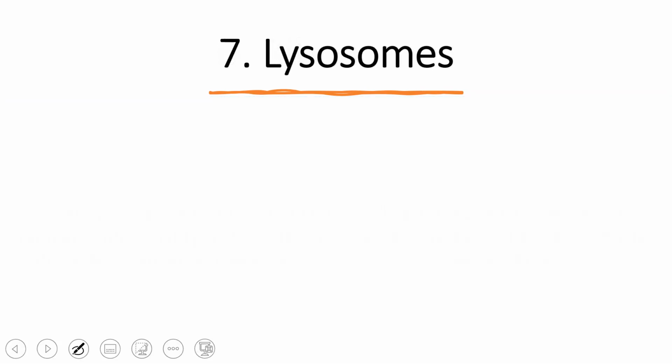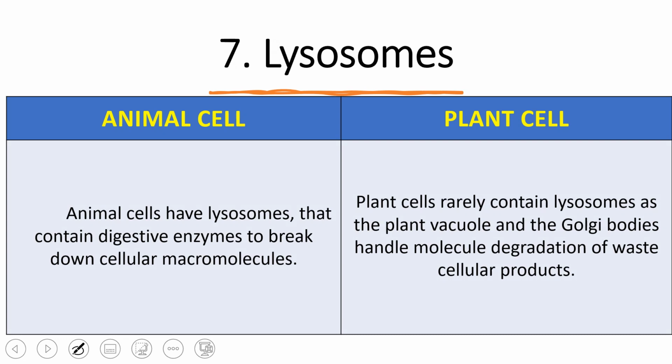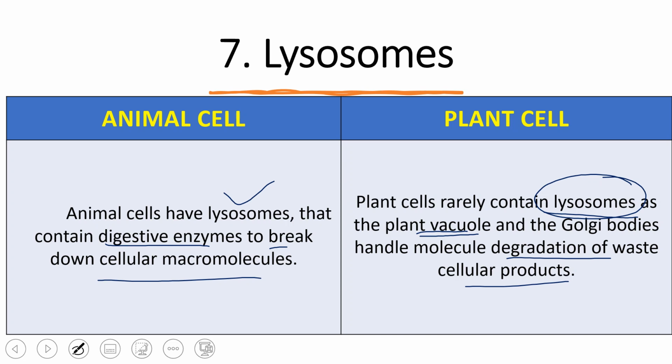If you go and see the differences in the lysosomes, animal cells have lysosomes, which contain digestive enzymes, acid hydrolases and other enzymes, which normally break down cellular macromolecules or any kind of pathogens that come inside; they will be digested, degraded. Plant cells rarely contain lysosomes, as the plant vacuoles will be there. So they don't have too many lysosomes, but rather they have large vacuoles, and the Golgi body handles the molecular degradation of waste cellular products. So the function performed by lysosomes in animal cells is performed in plant cells by plant vacuoles and the Golgi body.